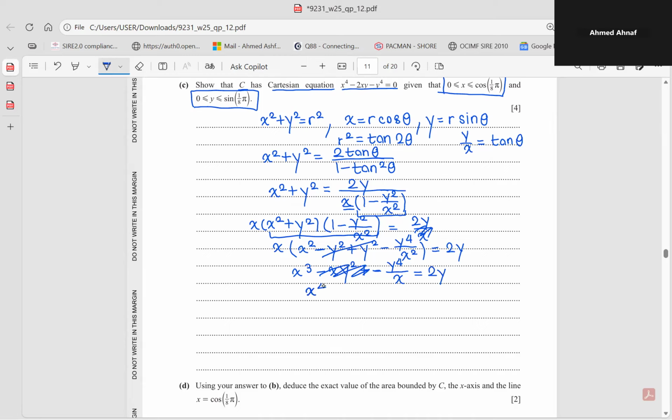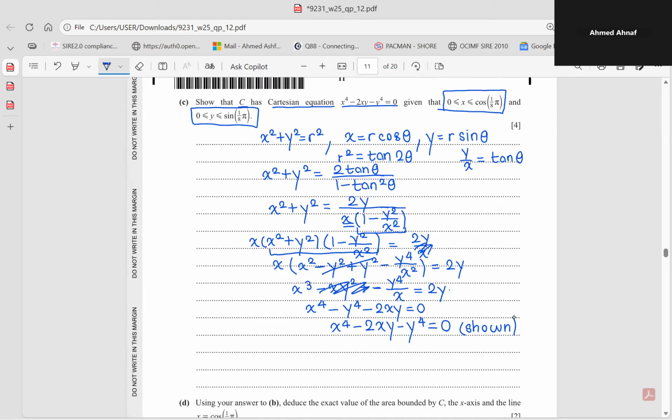So you get x to the power 4 minus y to the power 4 minus 2xy. I just multiplied by x on here and did the same to the right hand side. And so this gives you your final answer: x to the power 4 minus 2xy minus y to the power 4 equals 0. So shown. But we're not done here yet.